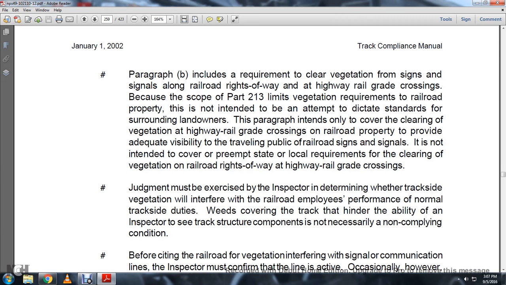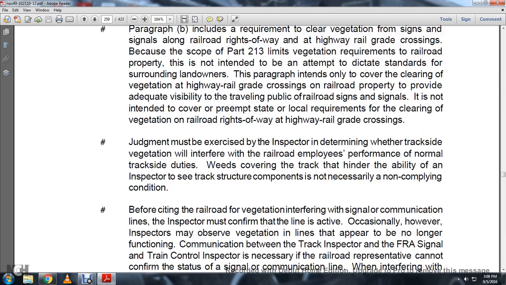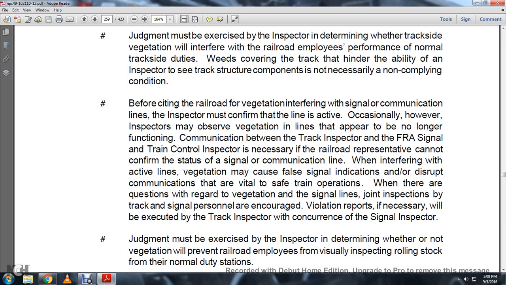Judgment must be exercised by the inspector to determine whether the trackside vegetation interferes with the railroad employees' performance of normal trackside duties. Weeds covering the track and hindering the inspector's ability to see the track structure components is not necessarily a non-compliant condition. Before citing the railroad for vegetation interfering with signal communication lines, the inspector must confirm that the line is active. Occasionally, the inspector may observe vegetation on lines that appear to be no longer functional. Communication between the track inspector and the FRA signal inspector of the train control may be necessary.